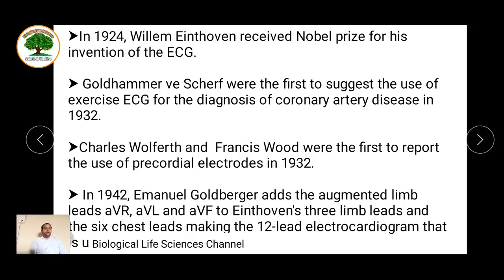And in 1942, Emil Goldberger added the augmented limb leads, that is aVR, aVL and aVF, to Einthoven's 3-lead electrodes. So the first system that Einthoven selected was a 3-lead system, and it was further developed by Emil Goldberger, who added to make the 12-lead electrocardiogram that we see nowadays.